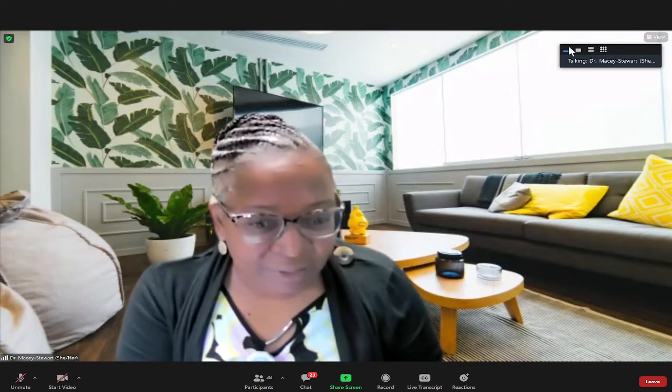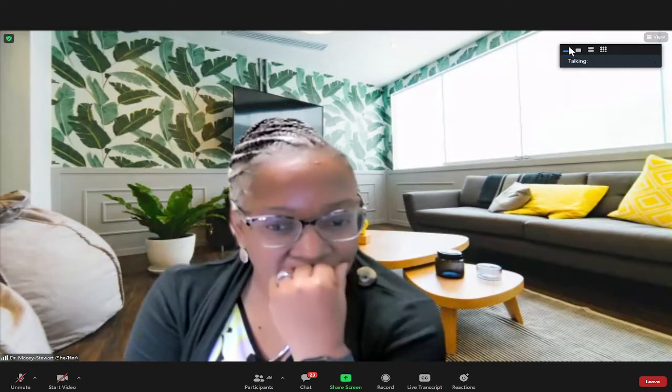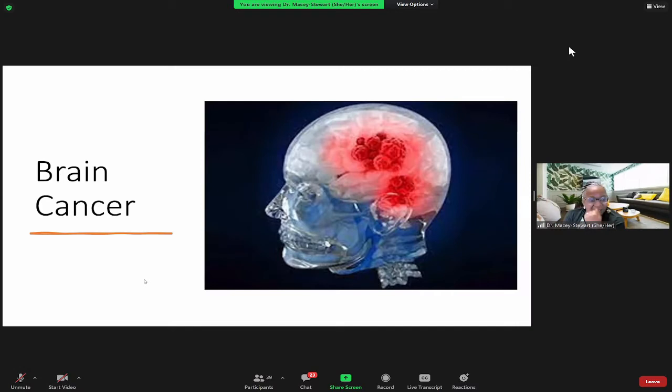So I'm going to share my screen. And we're going to start with brain cancer. It's the last exemplar that we have in Cell Reg. I feel like I've been with you guys forever. When we talk about brain cancer, there are over 100 different types of brain tumors. Some of these brain tumors can be malignant or non-malignant. What we are going to focus on is the malignant brain tumors, okay? Because this is Cell Reg that we're talking about, okay?